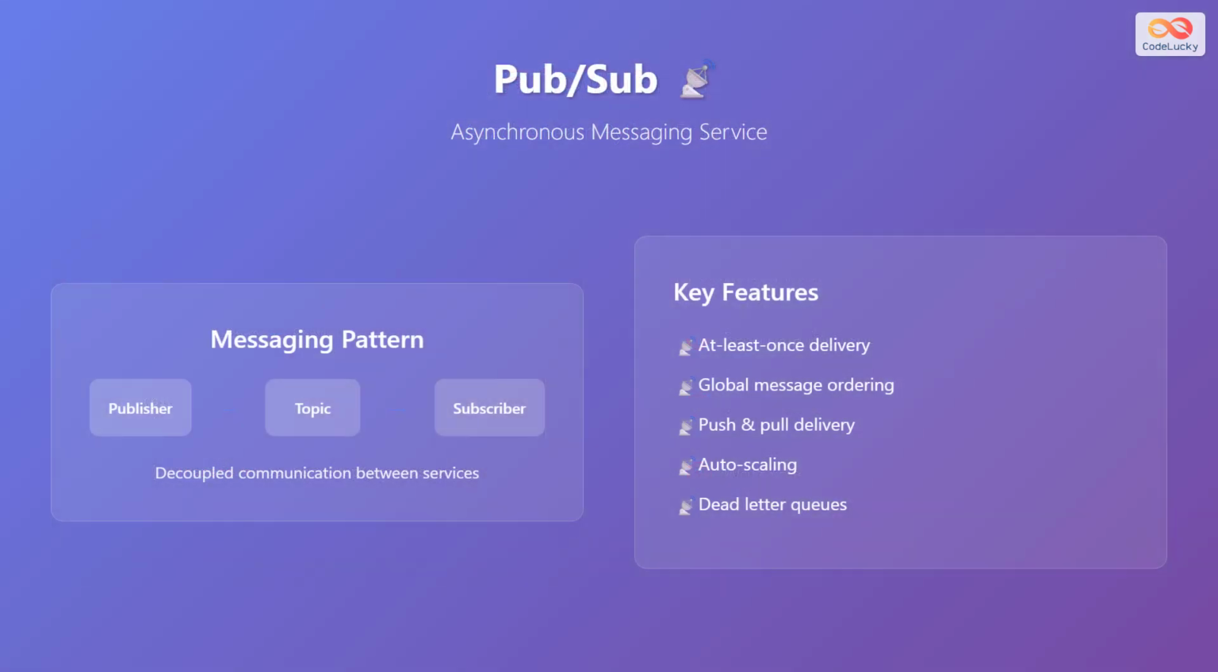Pub/Sub is an asynchronous messaging service. In the messaging pattern, a publisher sends messages to a topic, and then the subscriber receives the messages from the topic, enabling decoupled communication between services. Key features include at least once delivery, global message ordering, push and pull delivery, auto-scaling, and dead letter queues.